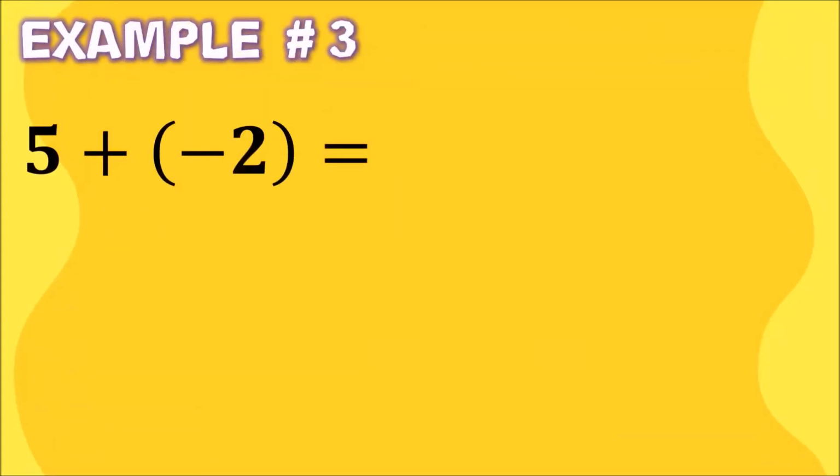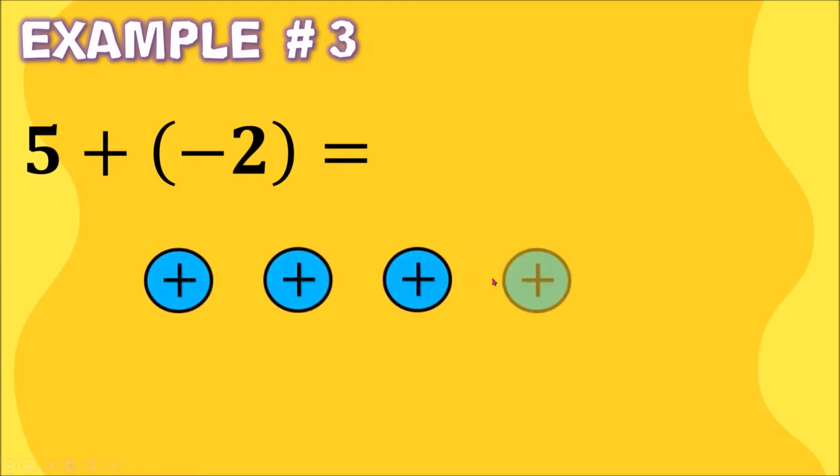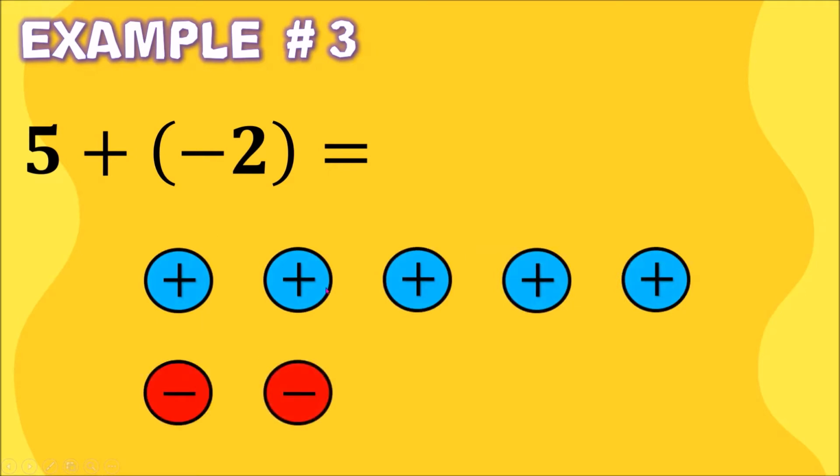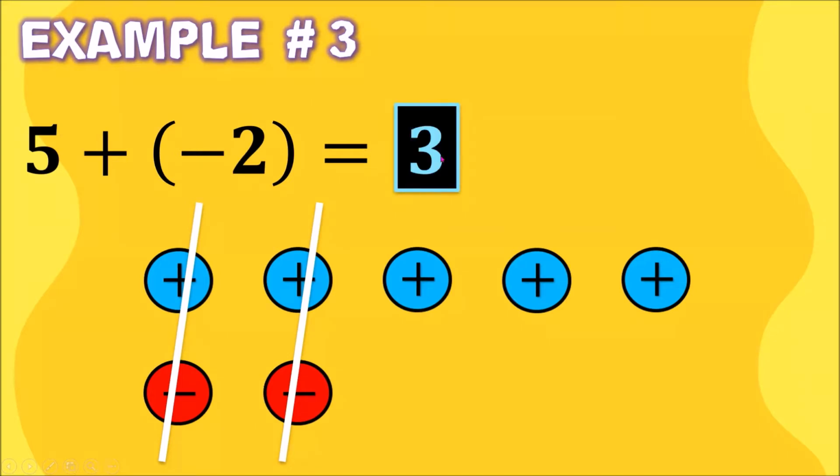For example number 3, we have 5 plus -2. So we need 5 blue colored counters and then 2 red colored counters for negative. And then we need to cancel this first pair, and then this one. So the remaining colored counters, we have here 3 blue colored counters, and that is positive. So our answer will be positive 3. Again, 5 plus negative 2 is equal to 3.